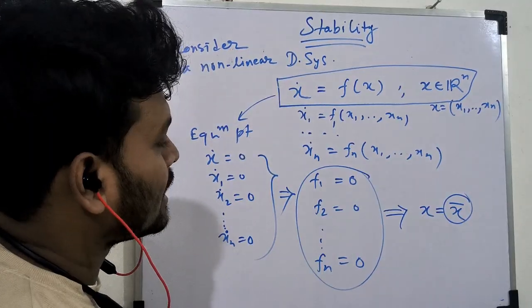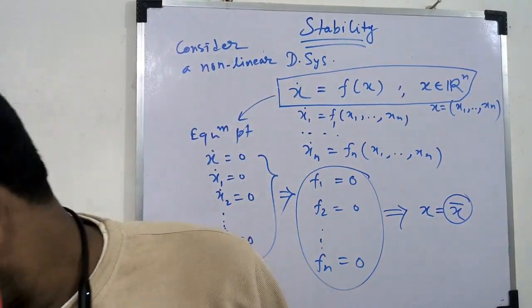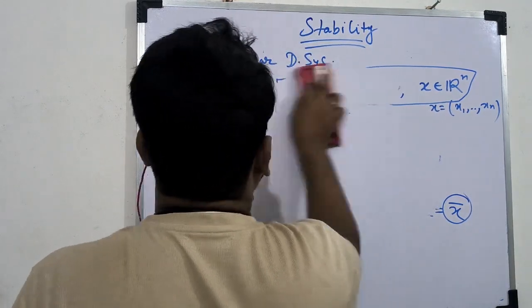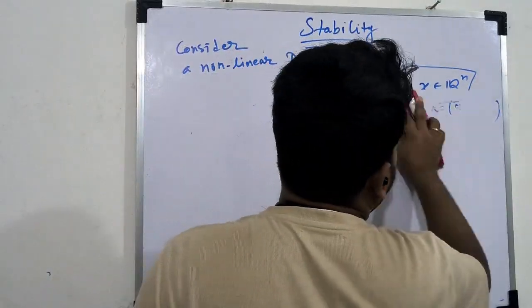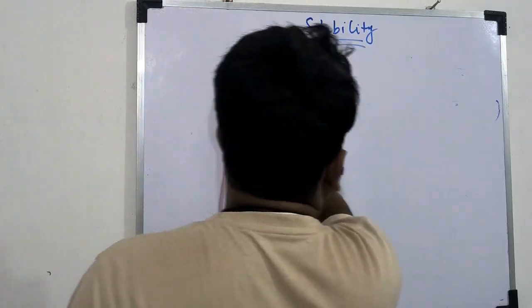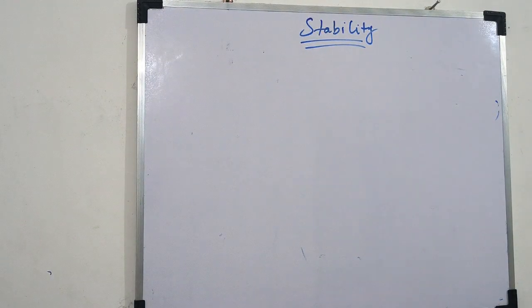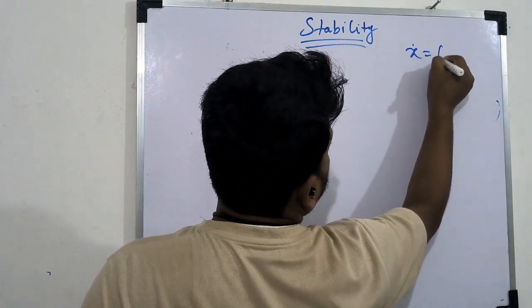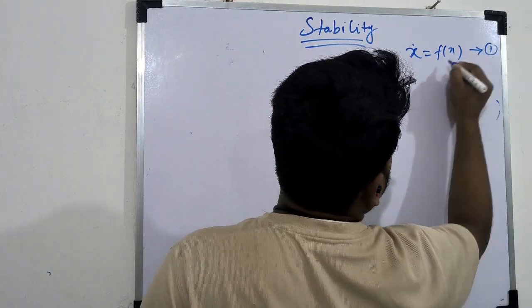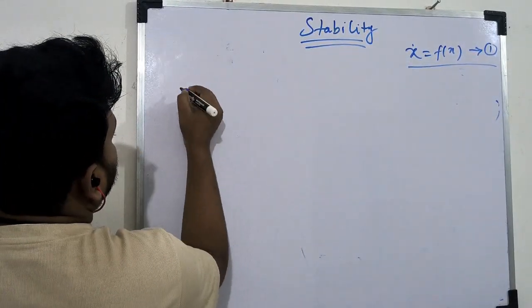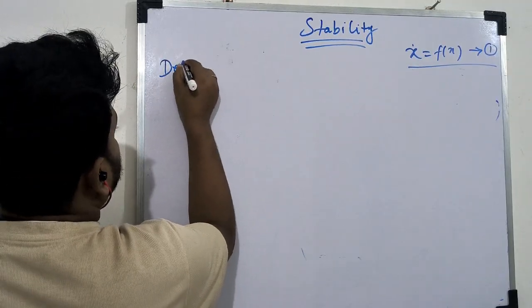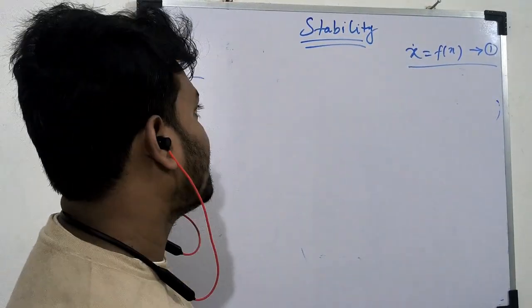Now we discuss the stability. What is called stability? This system x dot equal to f of x. This is system number 1. Definition of stability. So this is generally a mathematical definition.